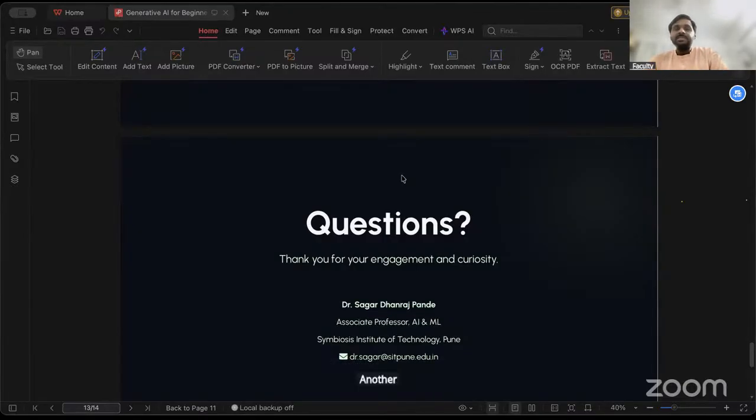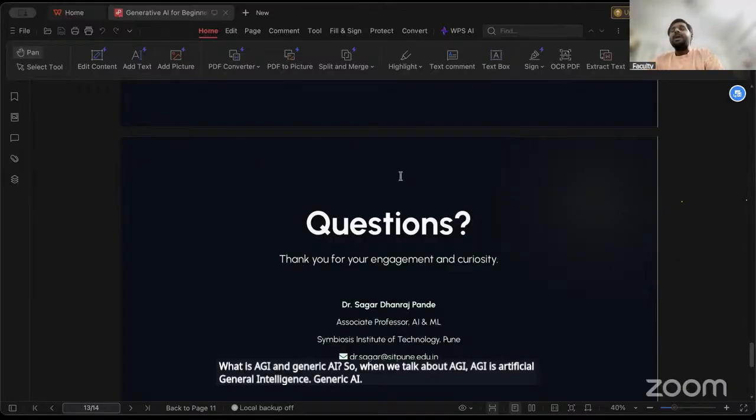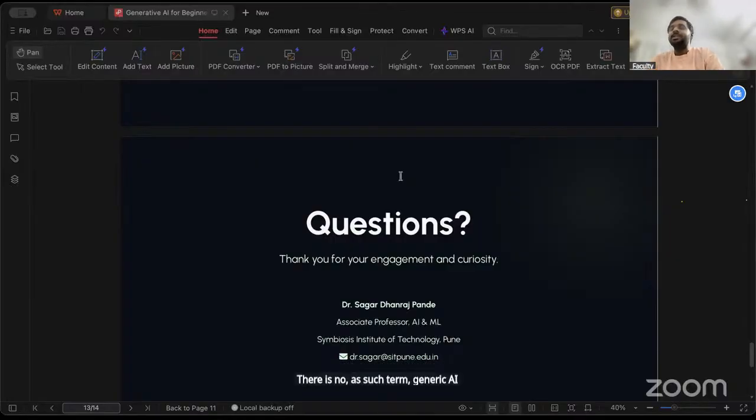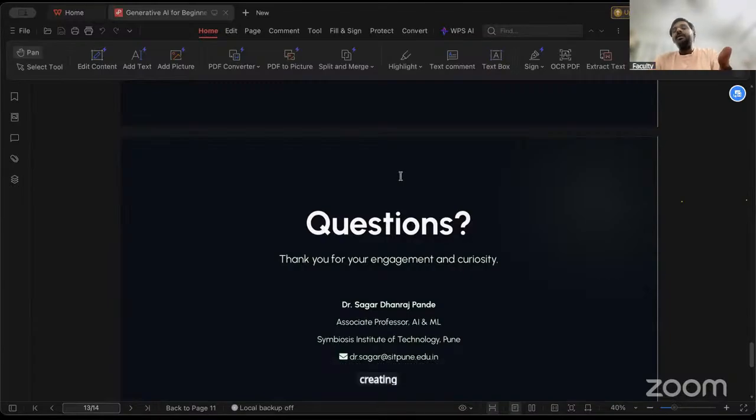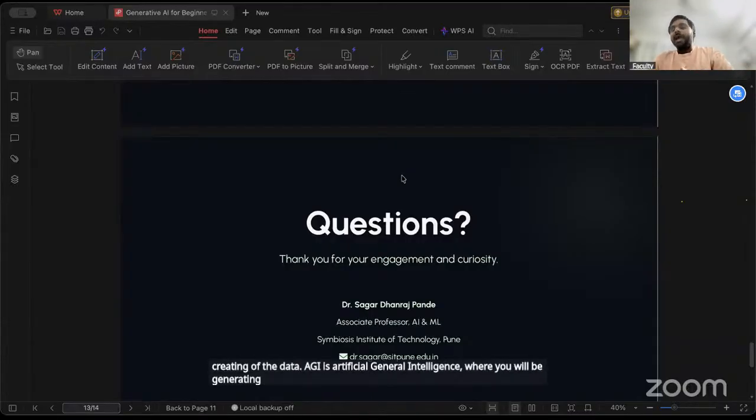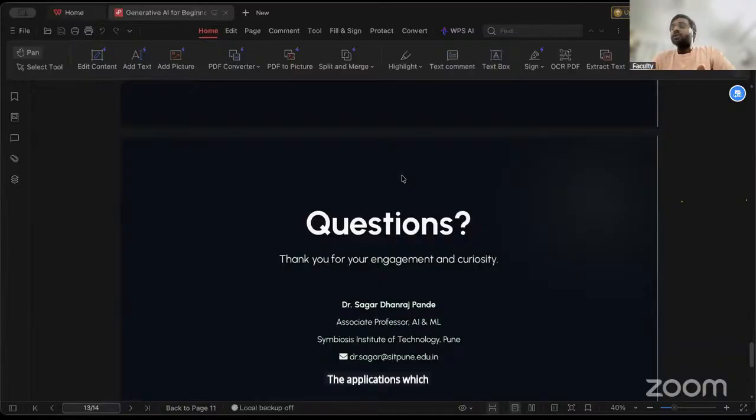Another question is, what is AGI and generic AI? So AGI is artificial general intelligence. Generic AI, there is no such term; generative AI is the term. Generative AI is what we have seen today, generating data based upon the existing one, creating the data. AGI is artificial general intelligence, where you will be generating applications which will be able to solve all your problems.